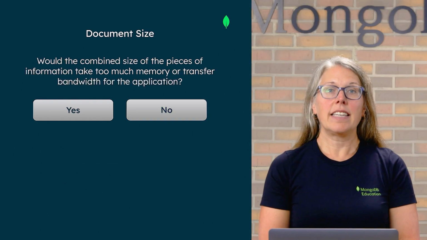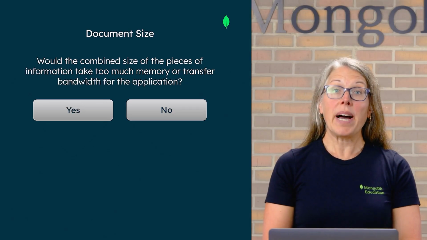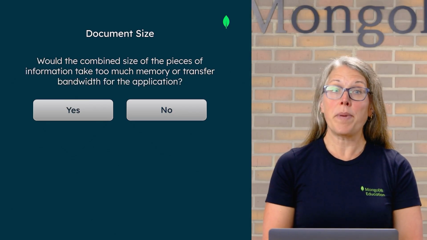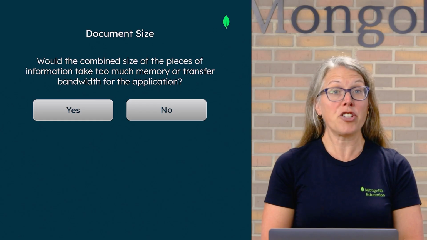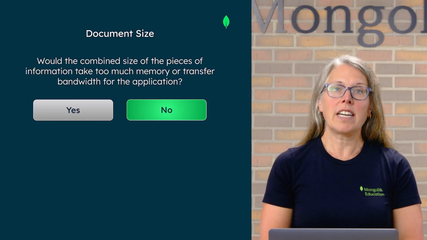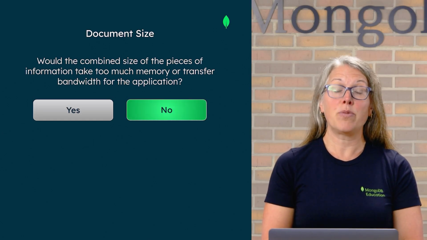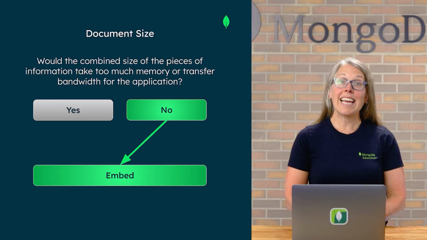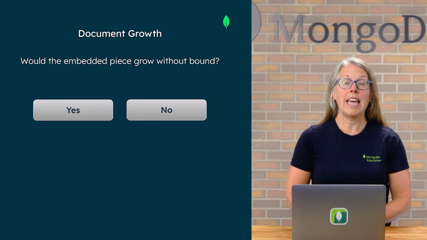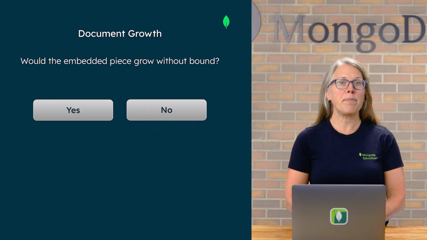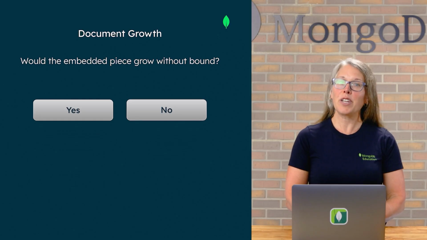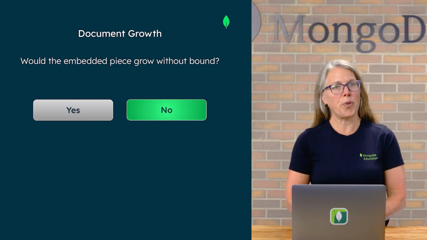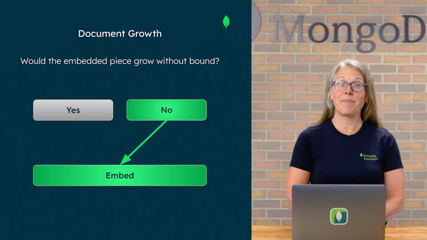The eighth guideline is document size. Would the combined size of the entities take too much memory or transfer bandwidth for the application? No. One document with both author and book entities would be relatively small. This is another point for embedding. The ninth guideline is document growth. If we embed, would the embedded piece grow without bound? For the entities in our example, there would be little growth over time, so our answer is no. This is another point for embedding.